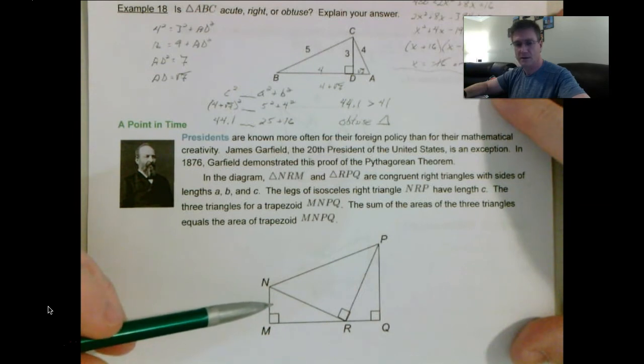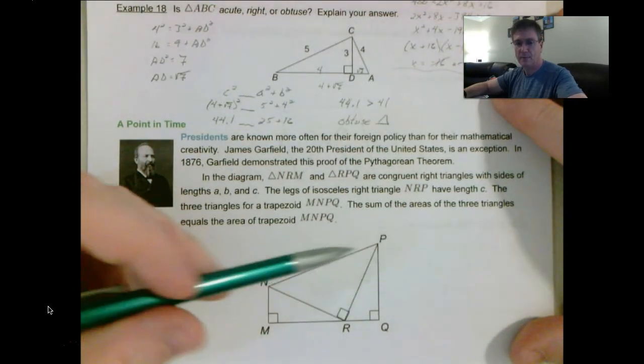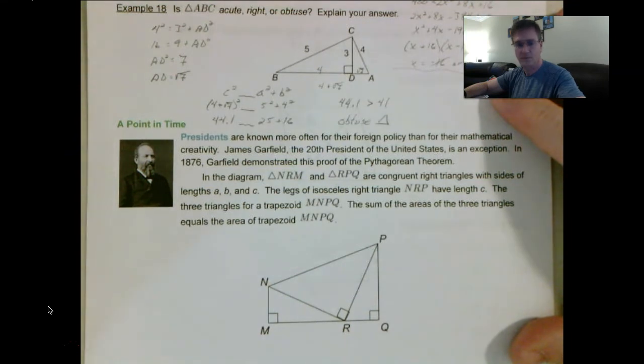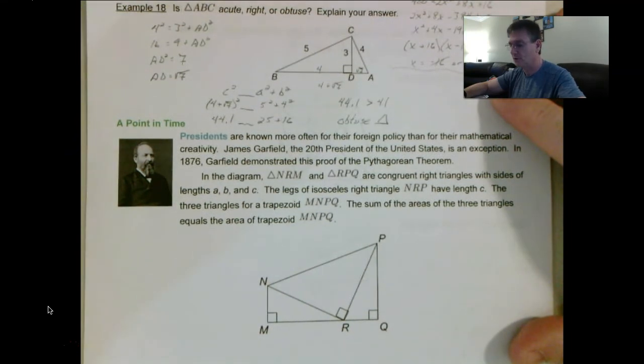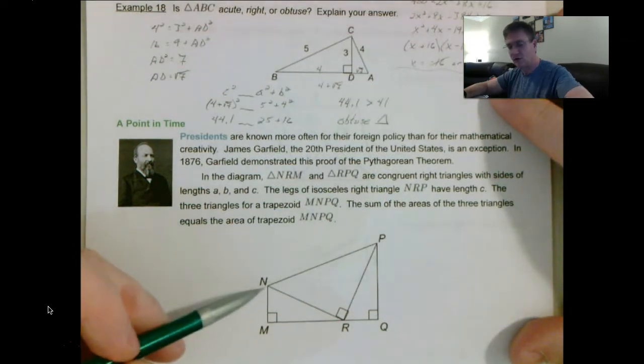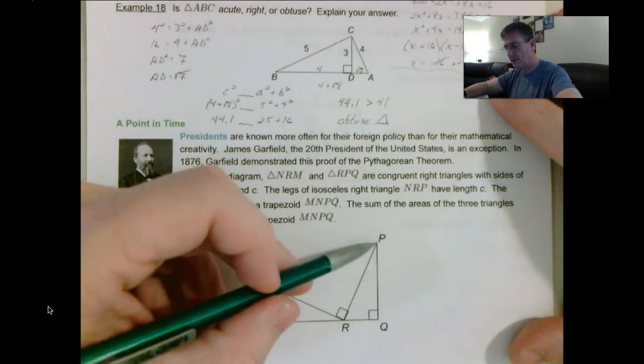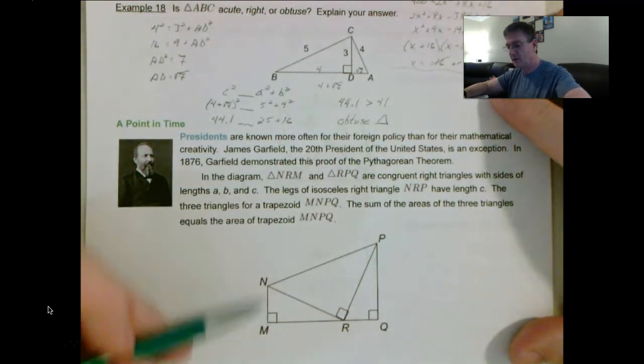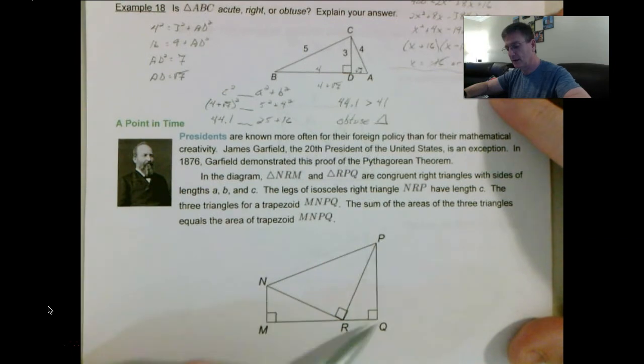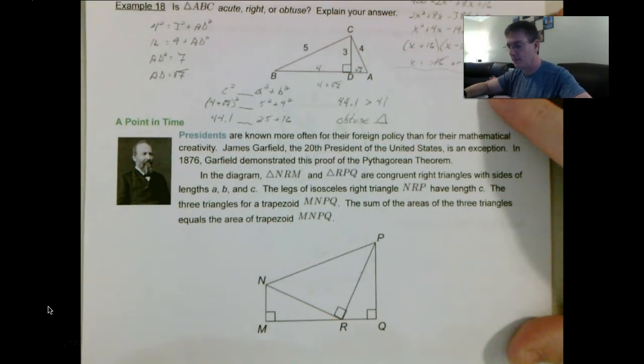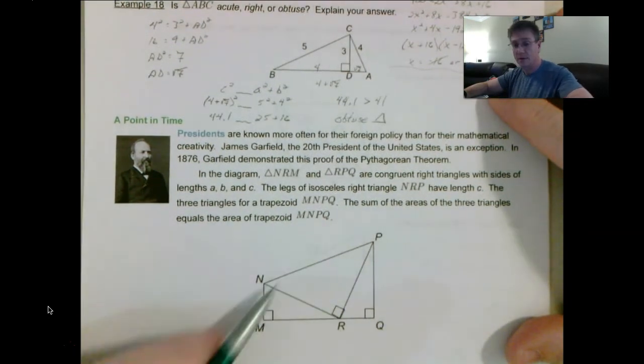But in addition to that, this is something that any middle school student could figure out and understand after they've been shown it. So we have 3 right triangles here. We also have a trapezoid. MNPQ is a trapezoid. And we know it's a trapezoid because this is a right angle, this is a right angle, makes MN parallel to PQ, converse of the consecutive interior angles theorem. So NM and PQ are parallel. That makes this a trapezoid.